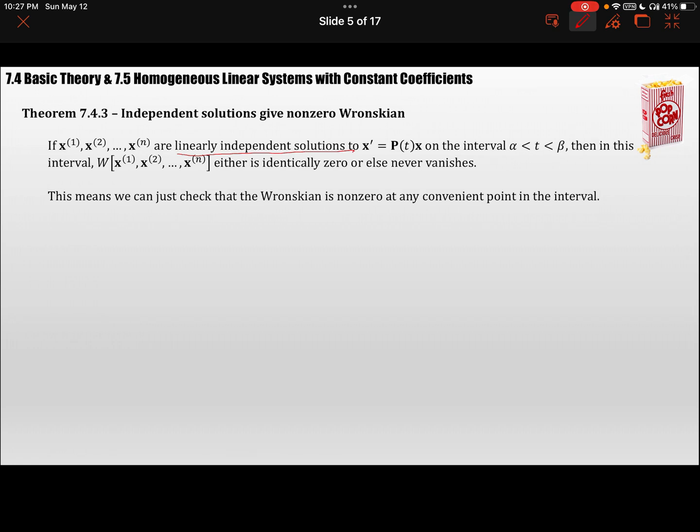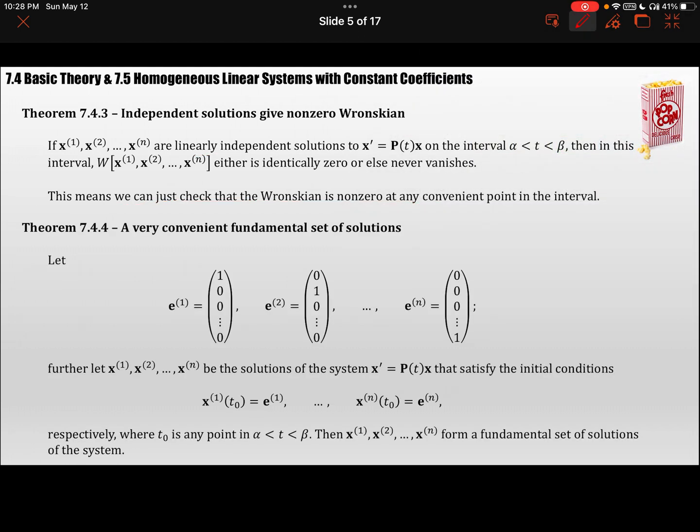So all you have to do is, because these are functions, t could be any number in between, and you're going to get a different Wronskian value evaluated at all of those different places inside this interval. This theorem just helps us understand that we actually only have to check one convenient point in there and make sure it's not zero.